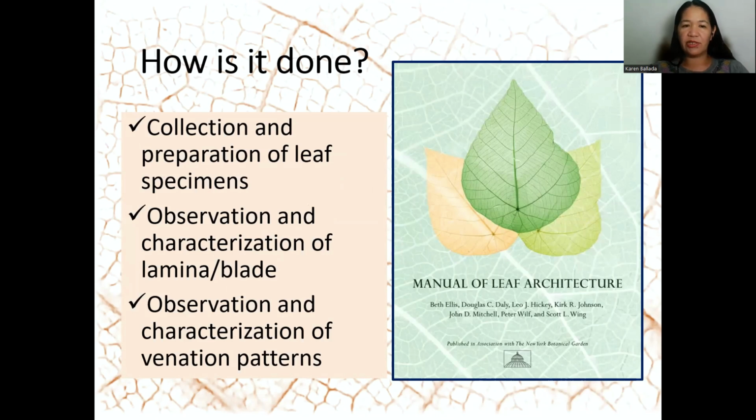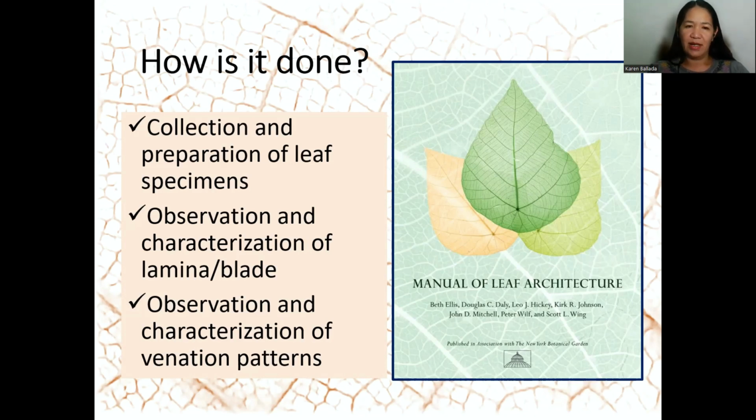So for the collection and the preparation of the leaf specimen, usually we follow the standard protocol or the rules that are used in the collection of herbarium specimens. So first and foremost, before you go and collect plants, especially from the wild, you need to process the necessary permits. Okay, that needs to be done first. And then in preparing your leaf specimen, we follow the standard procedure in herbarium specimen preparation. So we press the specimen, we process them, and then we dry them.